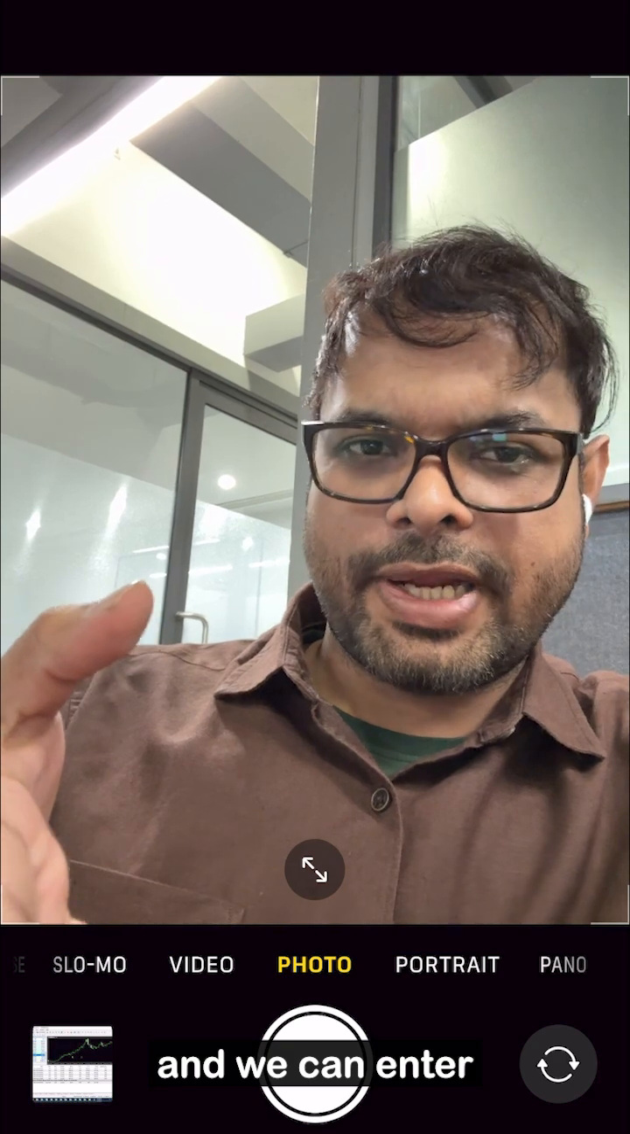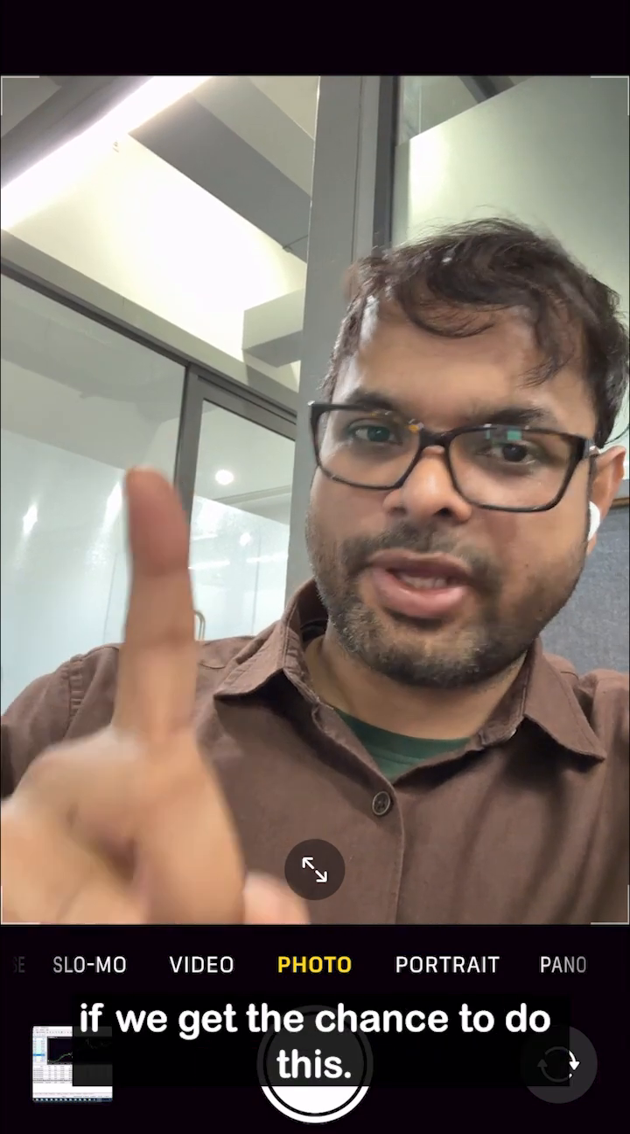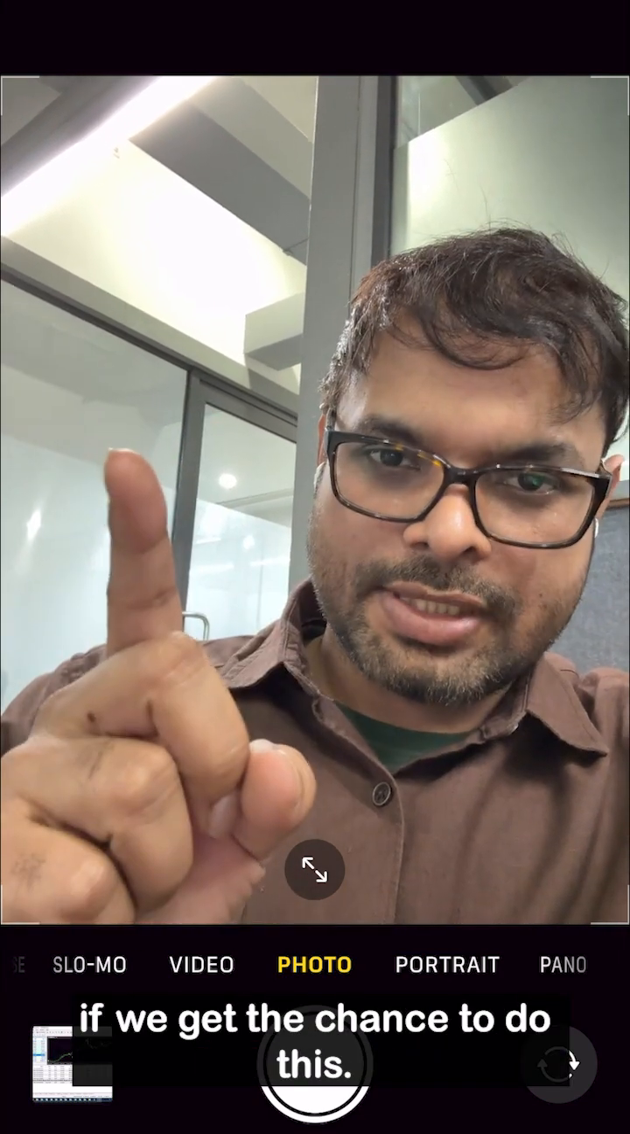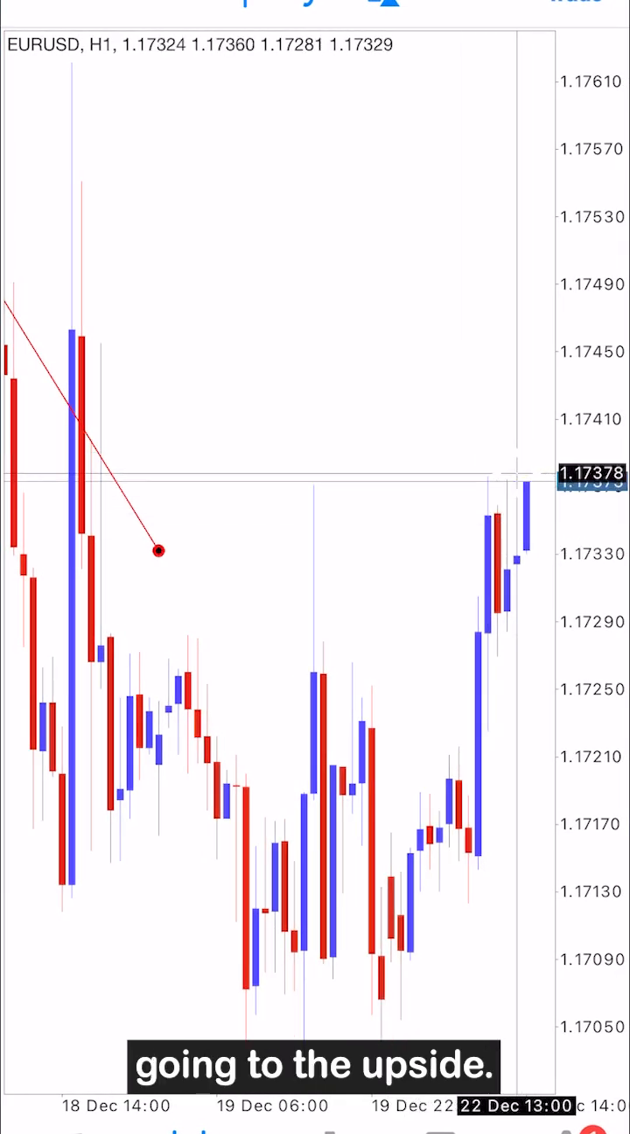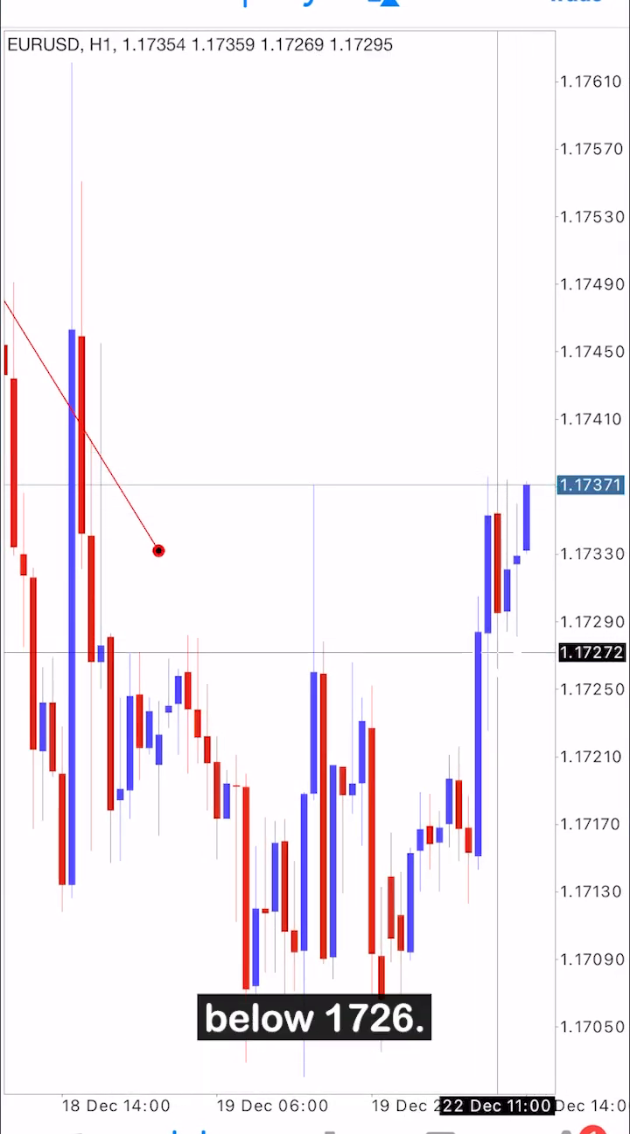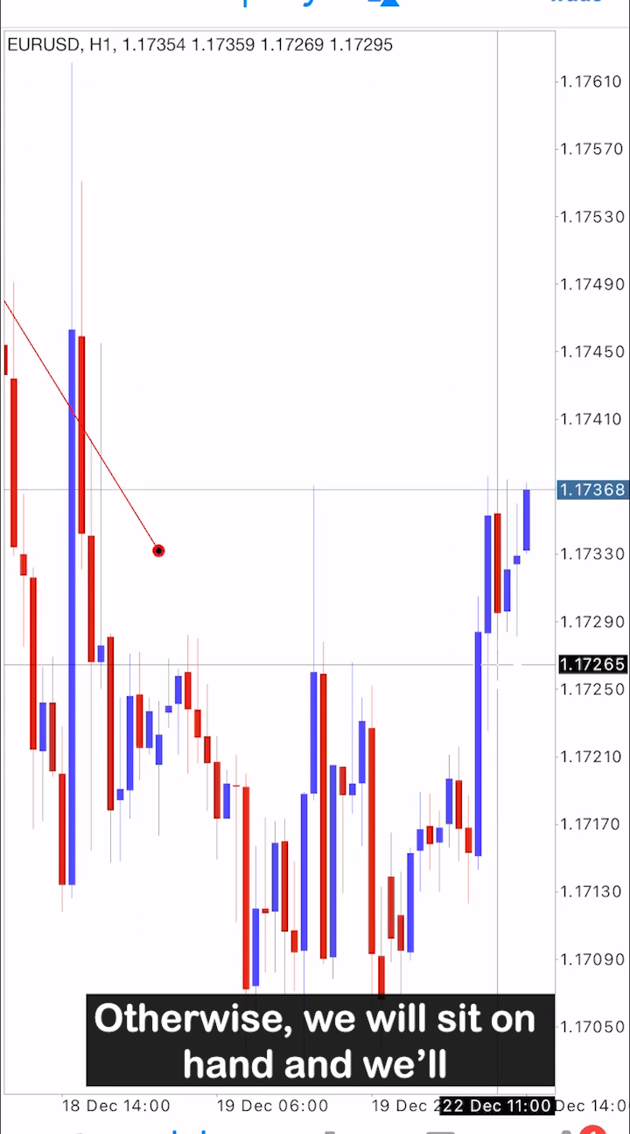This is prelim. So we can rely on this technical setup, and we can enter the sell on USD if we get the chance to do this. It means if we see the price now going to the upside, and it comes down and closes below 1726.9. Otherwise, we will sit on our hands and do nothing.